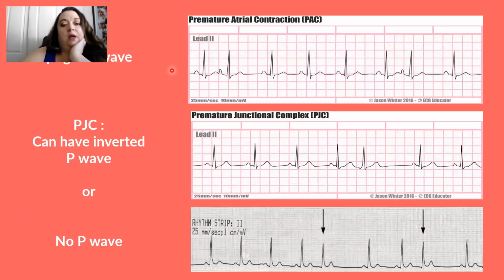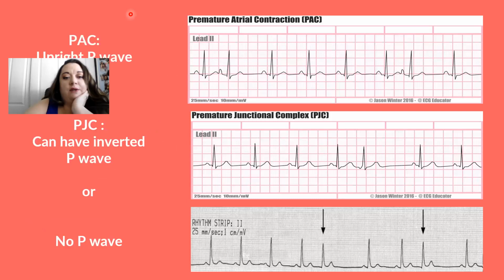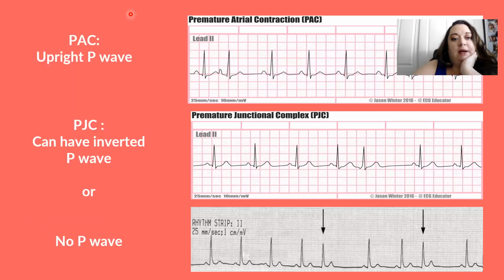All right. This one, you're just gonna have to practice strips and kind of get used to it. The first one we're gonna address is premature complexes, meaning it's a beat that showed up early and it came from something other than the SA node.